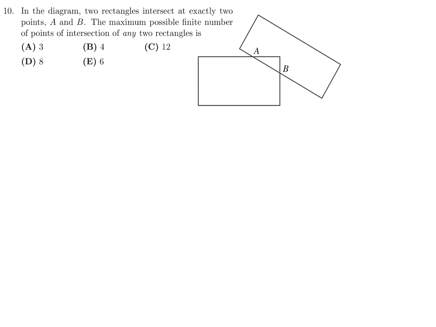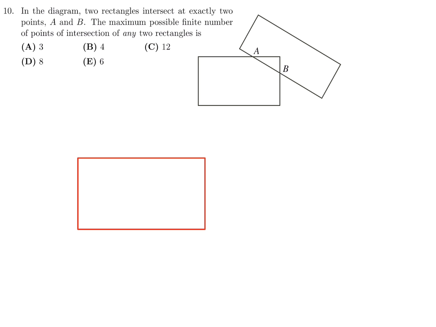In the diagram, two rectangles intersect at exactly 2 points A and B. The maximum possible finite number of points of intersection of any two rectangles is. So we have to figure out, if you have two rectangles, what's the maximum number of ways they can intersect, or the number of points they can intersect. All right, a little bit of trial and error, hopefully not too much trial and error.